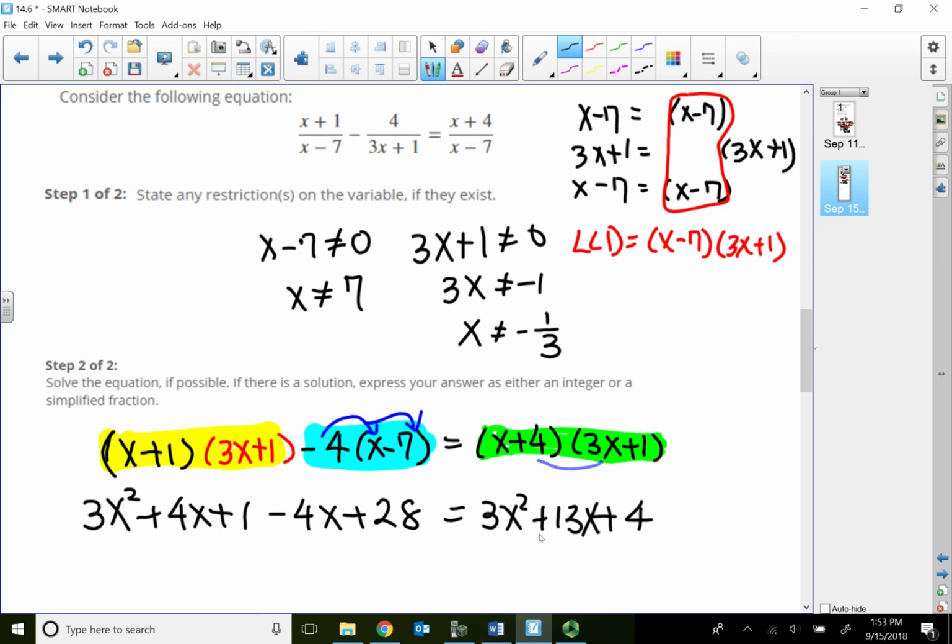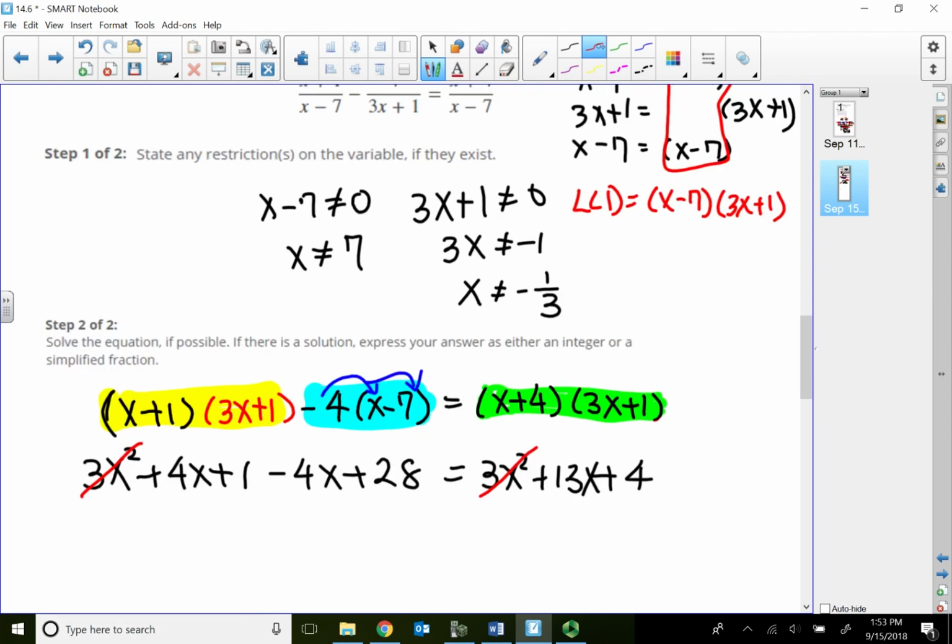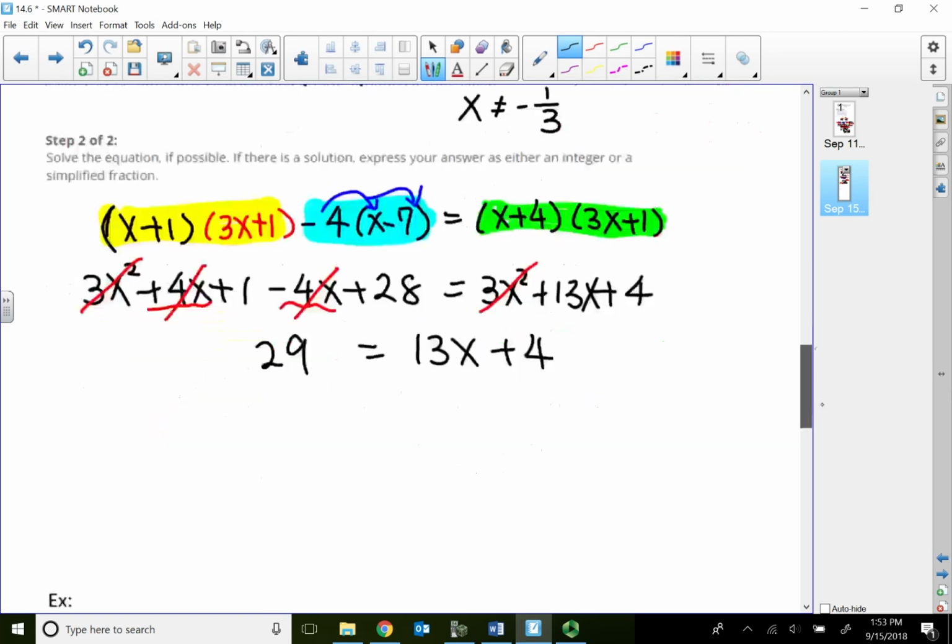So this one is just like the previous one. The 3x squared on the left and the 3x squared on the right side of the equal sign will cancel out. As a matter of fact, the 4x minus 4x will also cancel out on the left side. So on the left side, I should only have 29. 1 plus 28 equals 29. The right side is 13x plus 4. So since the 13x is my only variable term, I'm going to move my positive 4 over. So that should give me 13x equal to 25.